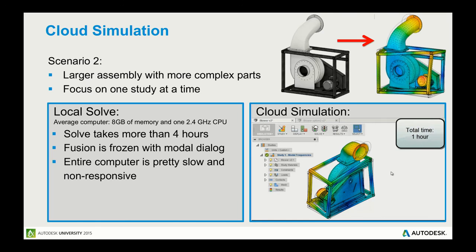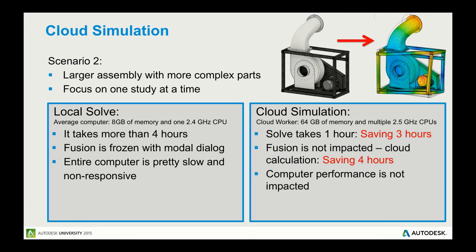So it was just 1 hour here, and that's because the cloud worker is much more powerful. Here on my local computer, with just 8 gigabytes of memory, it started swapping to the drive, and that slows things a lot. So the cloud worker is much more powerful, and I'm actually saving 3 hours: instead of solving for 4 hours, I'm solving for just 1 hour. And what's even more important, Fusion is not impacted. So I'm actually saving 4 hours of my time because in my first example, the computer was slow and not responsive because it was fully loaded by the calculation. So nice saving even in that one scenario.